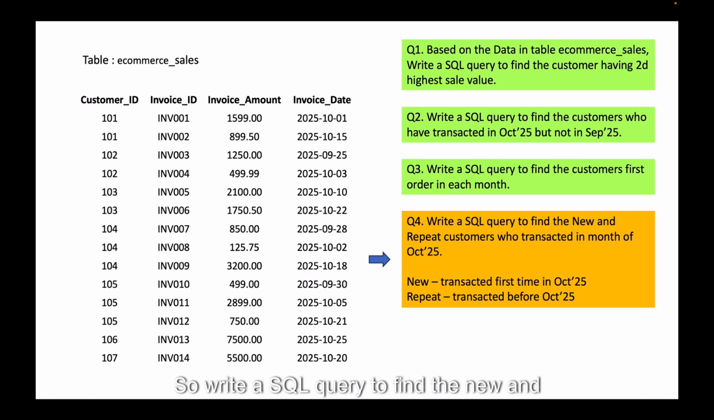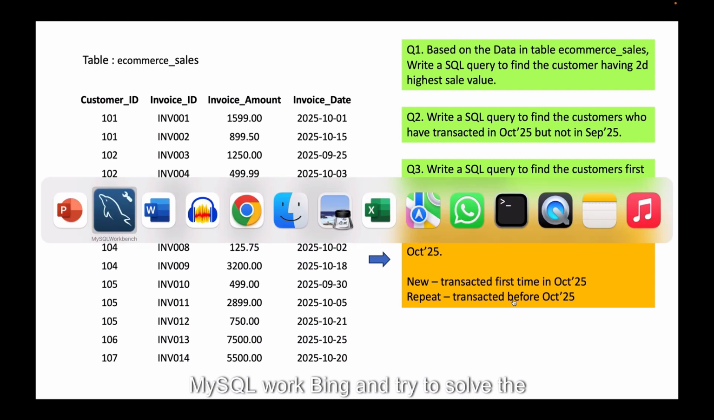SQL query to find the new and repeat customers who transacted in the month of October. The definition of new is transacted for the first time in October. A repeater would have already transacted before October. Definitely they have transacted in October, but if they have transacted before October as well, they will be counted as repeat. Else the customer who has transacted for the first time will be counted as new, right? This is a very interesting problem. So now I'll go to MySQL Workbench and try to solve the question for you.